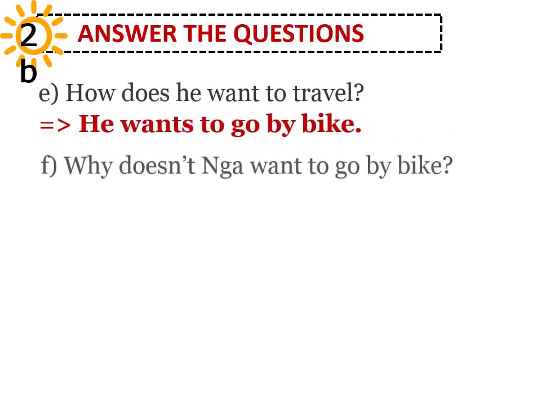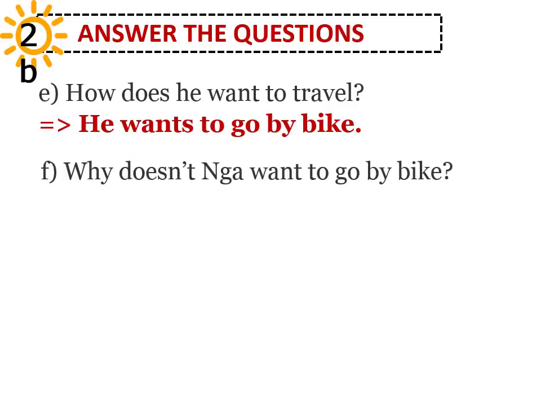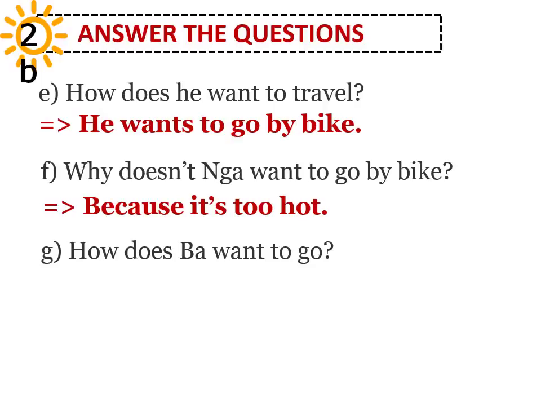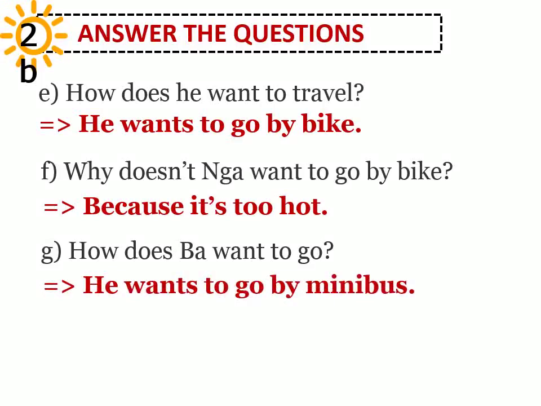Why doesn't Nga want to go by bike? Very good. Nga doesn't want to go by bike because it's too hot. The last one. How does Ba want to go? He wants to go by minibus. Well done. And finally, we have finished the whole reading with exercise. It's not hard to understand, right?